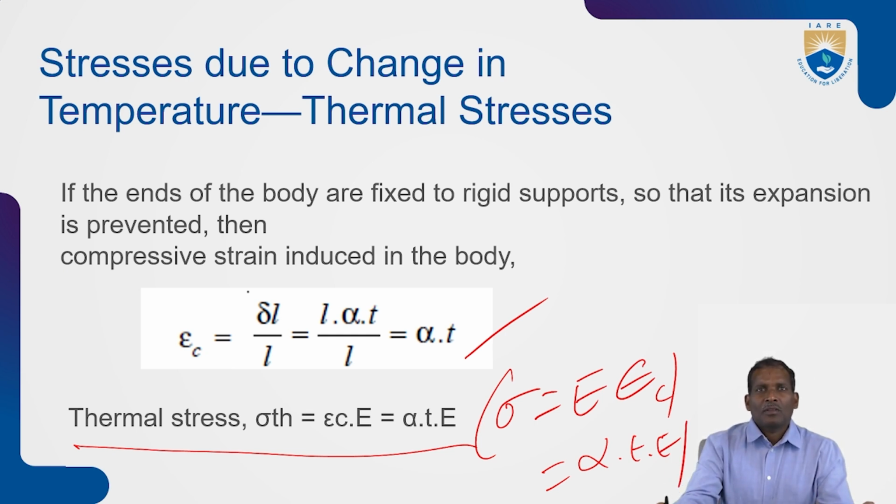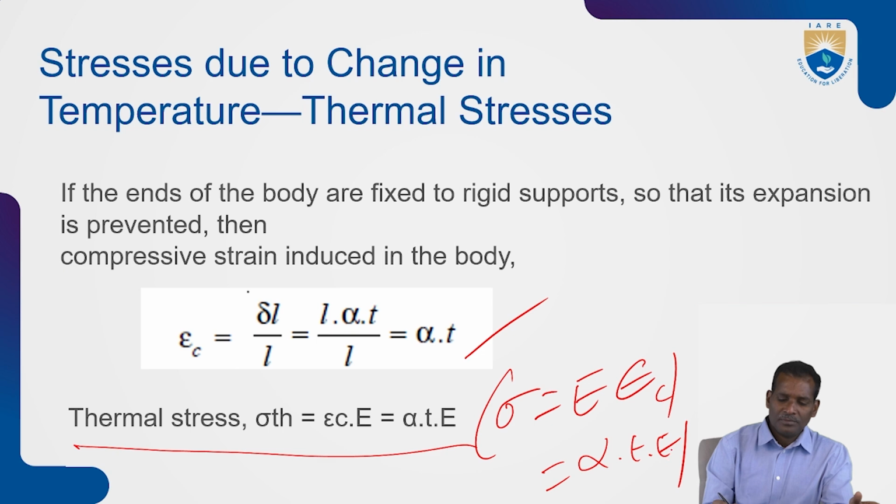So whenever thermal stresses are present inside the body, you can calculate the compressive strain induced in the body with the help of thermal expansion, and the thermal stress is equal to alpha into T into E.